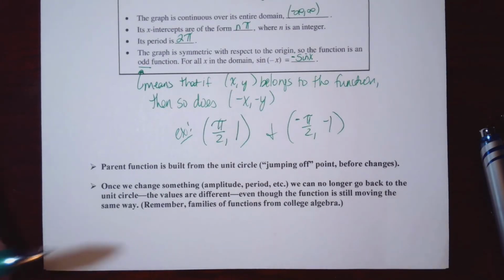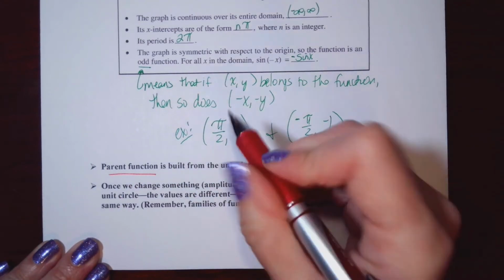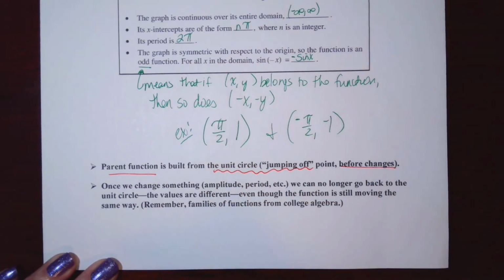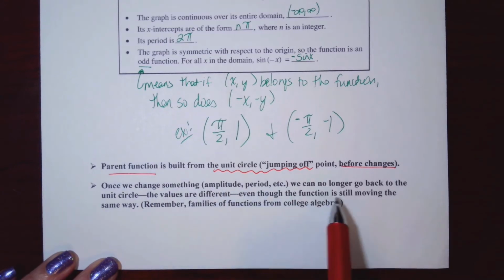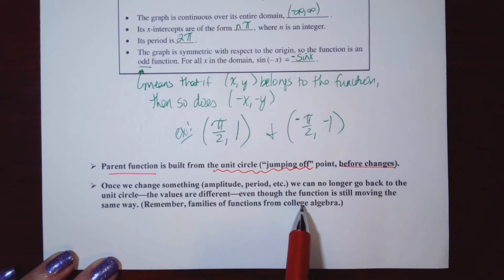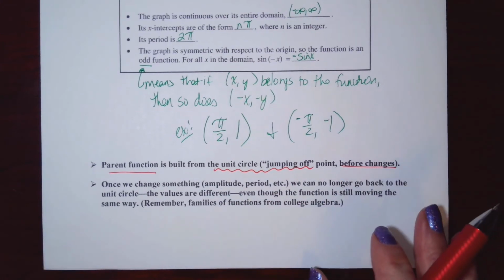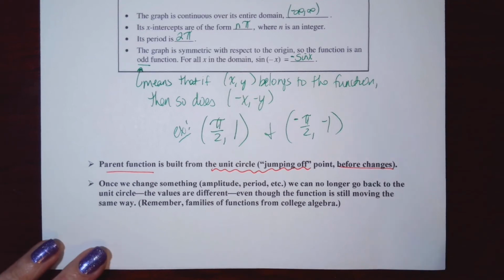All right. So once again, putting it down in words so that you can remember, the parent function is built from the unit circle. That is our jumping off point before any changes are made. Once we change something, the amplitude, the period, etc., we can no longer go back straight to the unit circle because the values have changed. Even though the function is still moving in the same way, the general shape is the same, it is not going to be able to be graphed right back where it was.